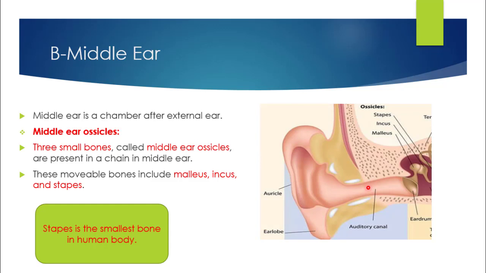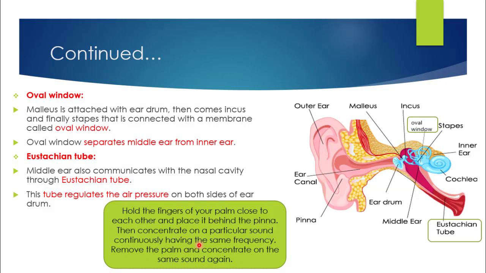In this picture, you can see that this portion is the external ear, and right after the eardrum, here is the middle ear. It consists of three small bones that are also called ossicles and named malleus, incus, and stapes. Stapes is the smallest bone in the human body. This is one of the important characteristics of this bone. Right after these ossicles, there is the second important part of the middle ear, that is the oval window.